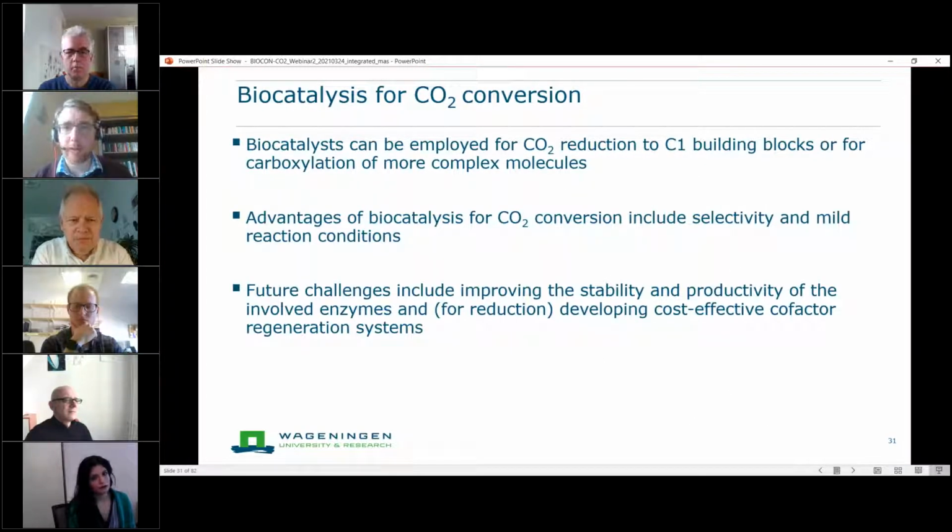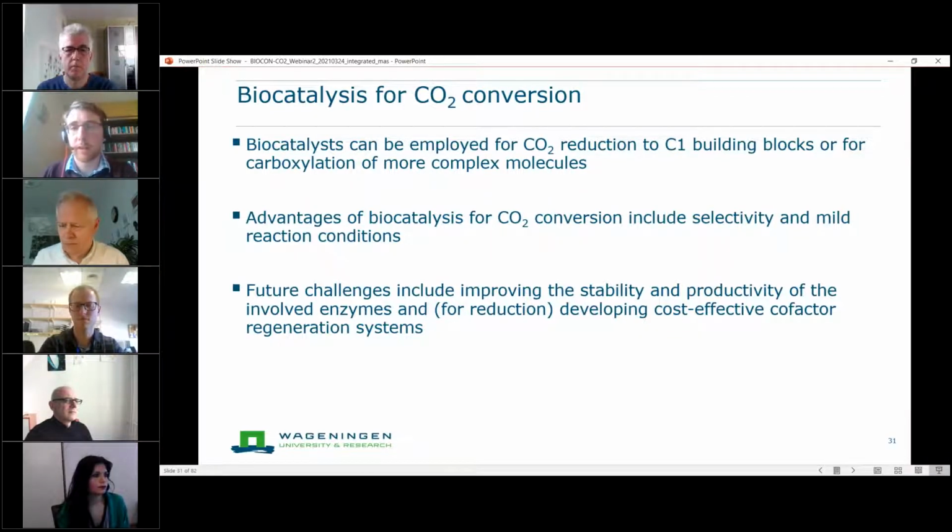This is my final slide, so just a summary. I hope that I've shown you that enzymatic catalysis can be used to convert carbon dioxide to one carbon atom chemical building blocks, but also for more complex chemistry to carboxylate, for example, phenolic moieties.